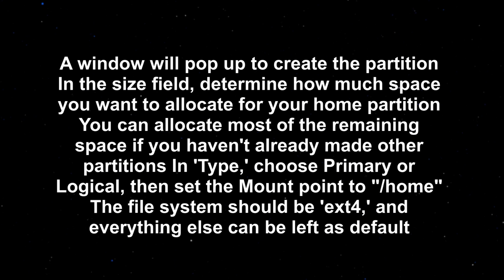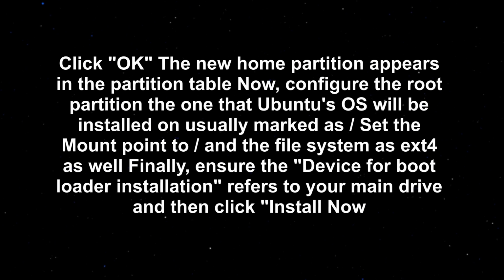choose primary or logical, then set the mount point to /home. The file system should be ext4, and everything else can be left as default. Click OK. The new home partition appears in the partition table. Now, configure the root partition, the one that the Ubuntu OS will be installed on. Set the mount point to /, and the file system as ext4 as well.